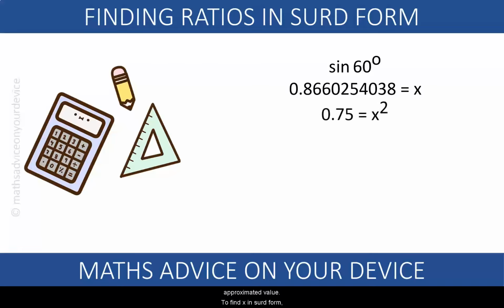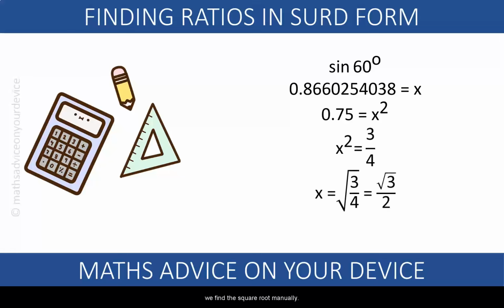The calculator returns 0.75, which is 3/4 as a fraction. And now we find the square root manually. X is the square root of 3 over 2.